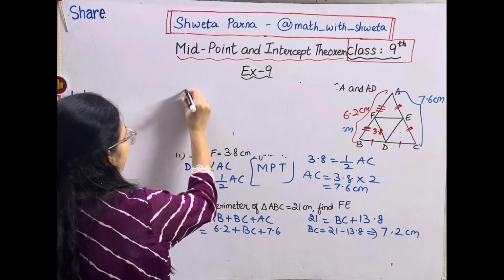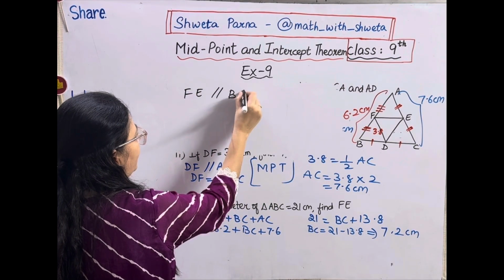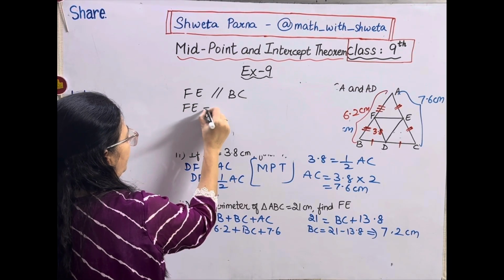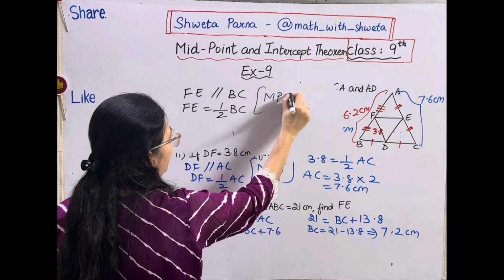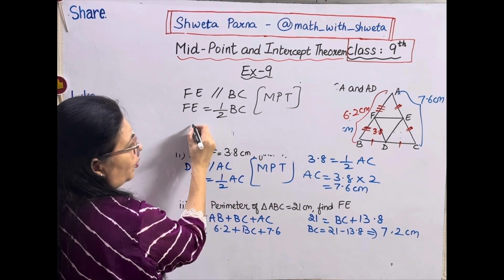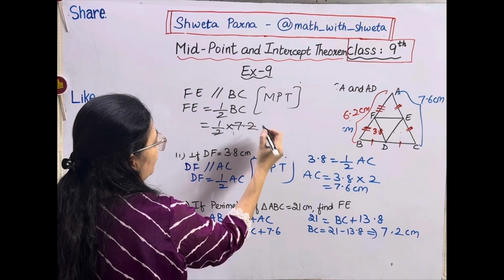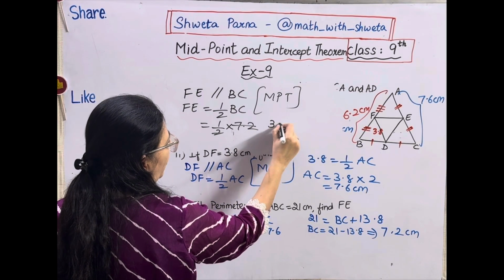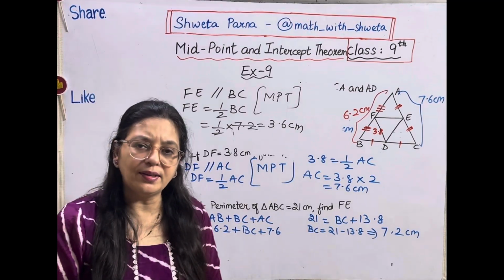So F and E are the midpoints. So FE will be parallel to BC and FE would be half of BC. What is the reason? Midpoint theorem. You want to find FE, so it is half of BC, which is 7.2. So the answer would be 3.6 centimeter. So FE is 3.6 centimeter.